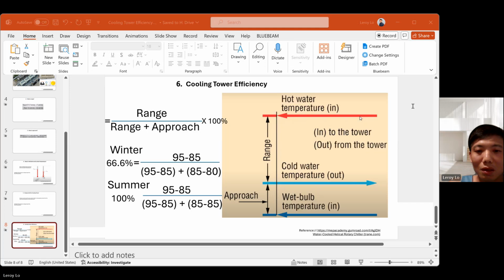Since you can see the only factor that is changing in this calculation is the wet bulb temperature. Once that increases, for example in an extreme case, you might have a zero approach, which will make the efficiency 100% in your calculations. As you can see, it's range over range, so that's 100% automatically, which means you cannot remove more heat. So if you're running into this kind of situation, you have to have another cooling equipment such as another evaporative cooling system, or have more coolants.